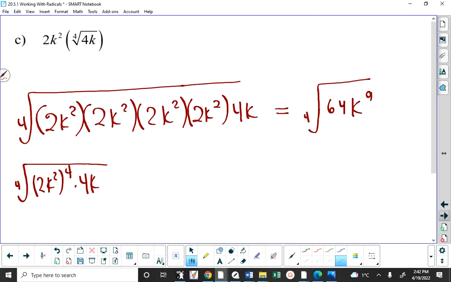Here, if you do it this way, you're going to get the same result because now you're going to say, what's 2 to the 4? 2 to the 4 is 16 times the 4 is 32. And then I have k to the 2 to the 4, which is what we call in grade 9 and 10 a power of a power, and you multiply those exponents to get k to the 8 times k to the 1. You're going to add the 8 and the 1 and get k to the 9. Any questions with C?